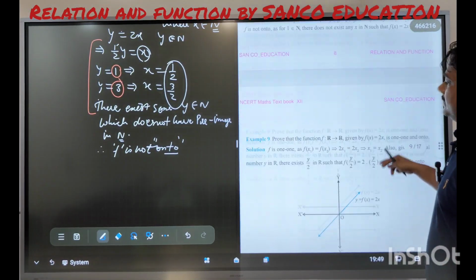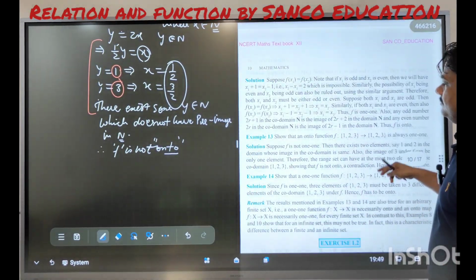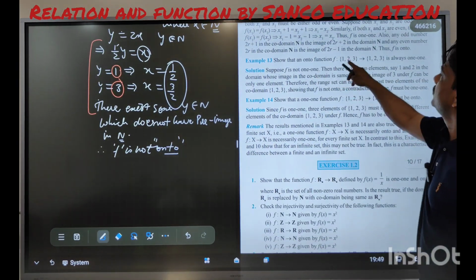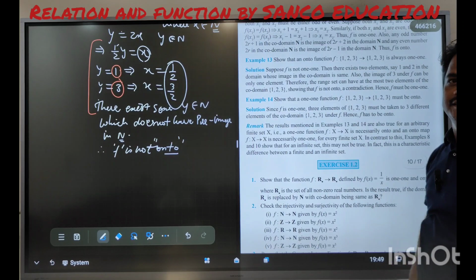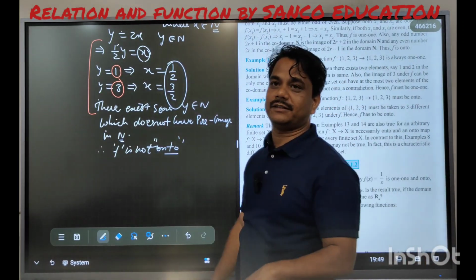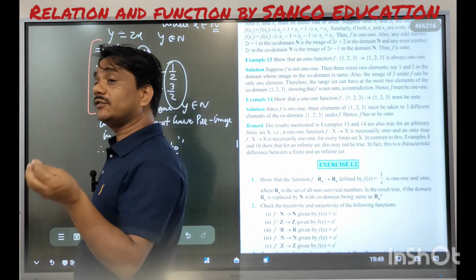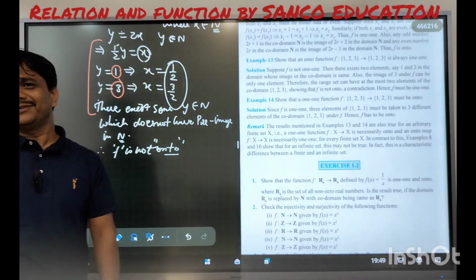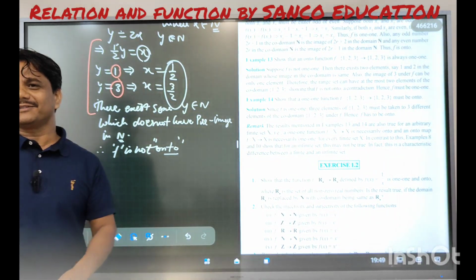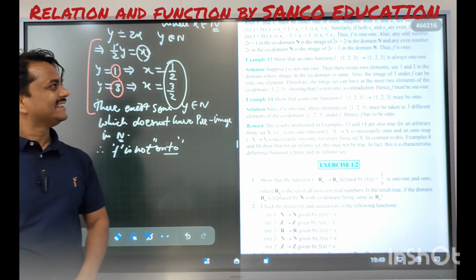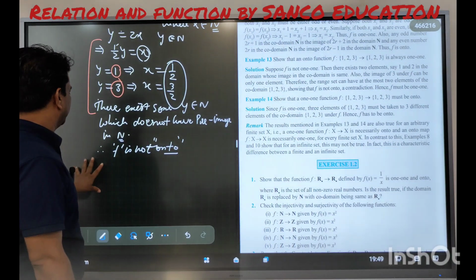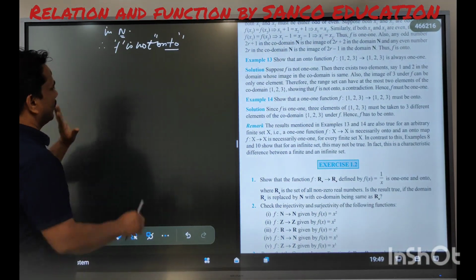Some more questions we are discussing here. Show that an onto function is always 1-1. An onto function is always 1-1. What is the meaning of onto function is always 1-1? Wait a minute.